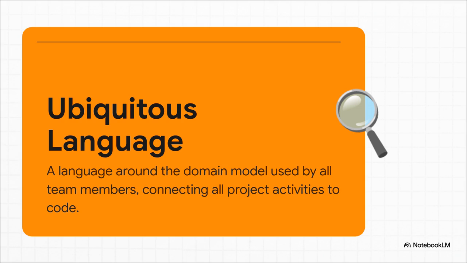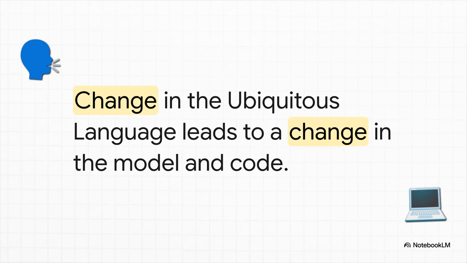If the business calls a client a customer, then the code has a customer class. Not a user object, not an account, customer. There's no translation layer. The conversation in a meeting should sound just like the code. And here is where that concept gets its teeth. The language is the model. They are one and the same.